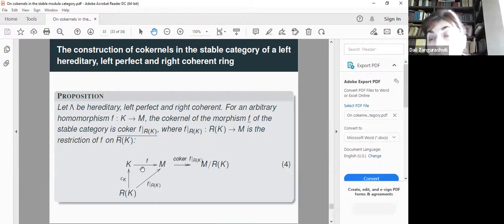Consider the induced morphism in the stable category. How do we construct its cokernel? We take the restriction of f on Rk, where R is the functor that I constructed above, and we take the usual cokernel in the usual category of modules. The corresponding morphism in the stable category is the cokernel in the stable category. So this is the construction. That's all.